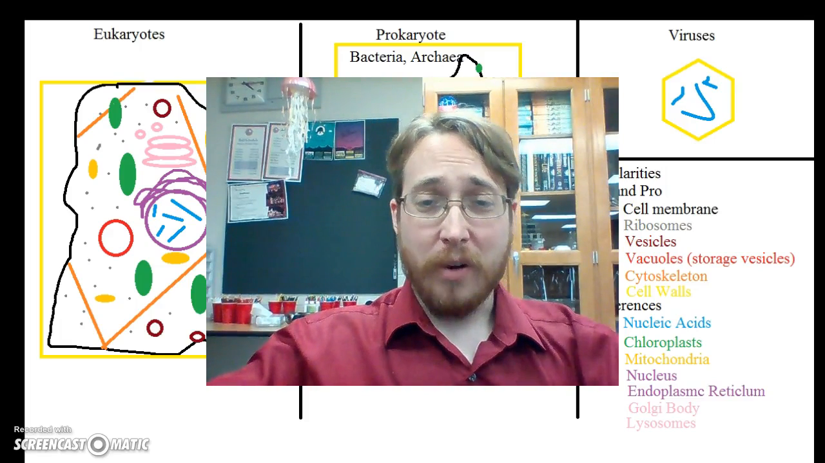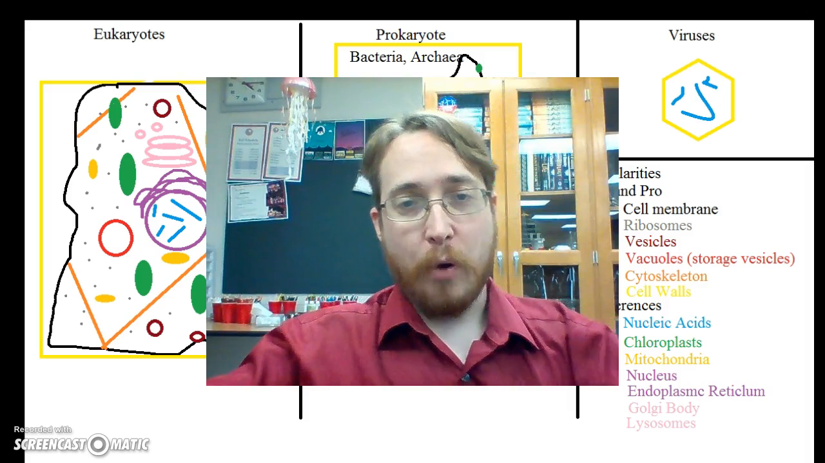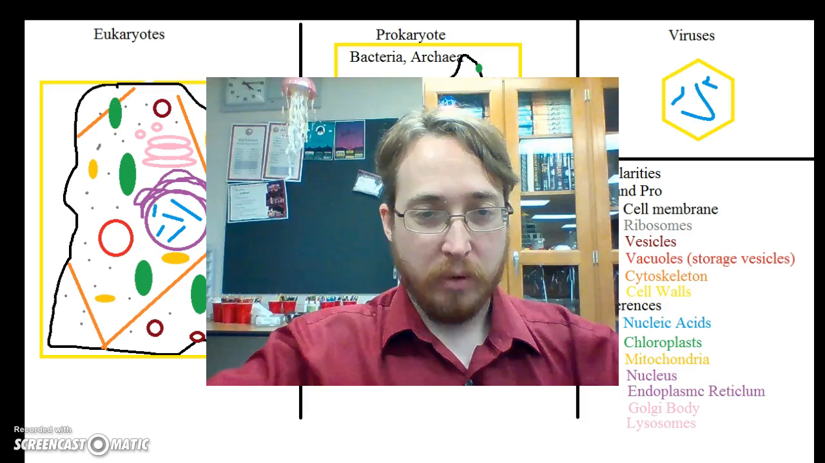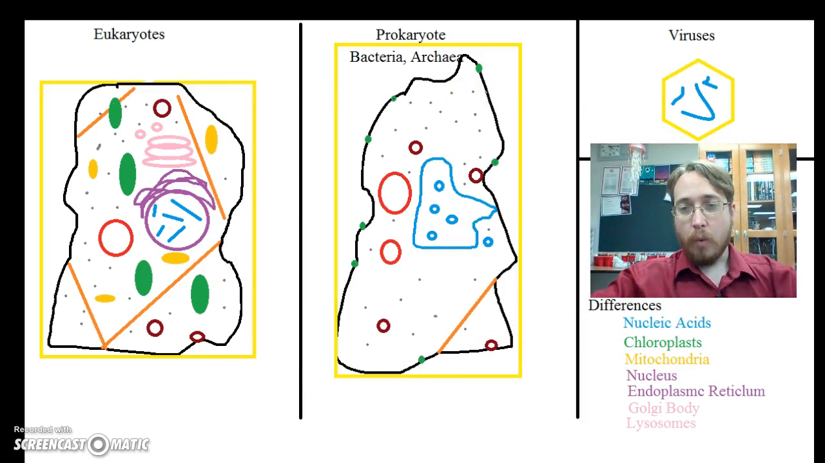Hello, college biology. We are now going to do our video on the differences between our cell types. That would be eukaryotes, bacteria, and archaea. And we're going to talk about some viruses while we're here too, because they're quite a bit different. So, what do we have?